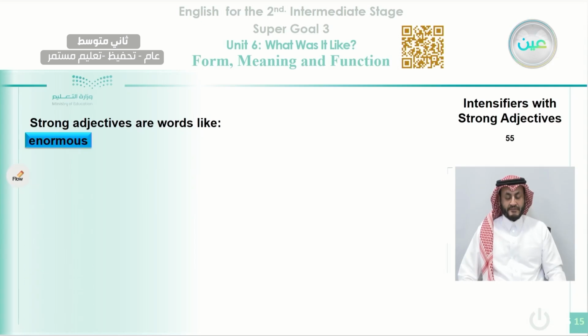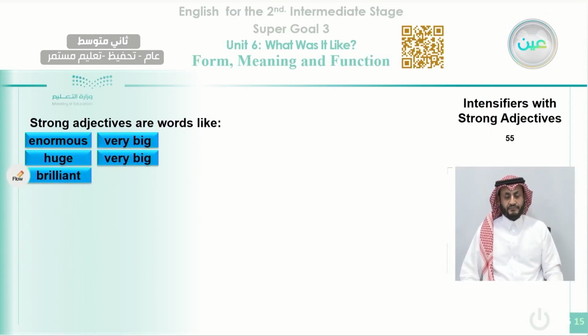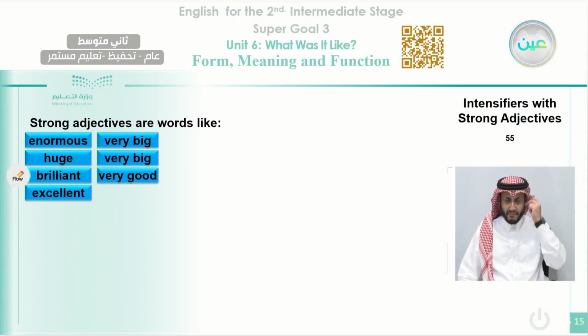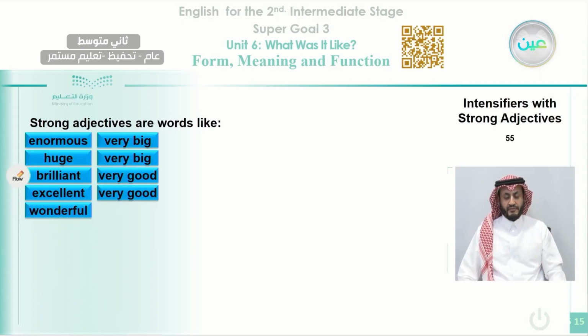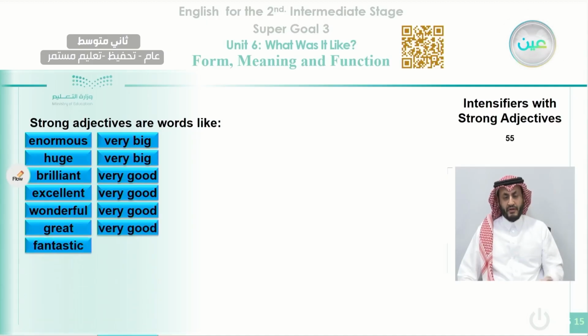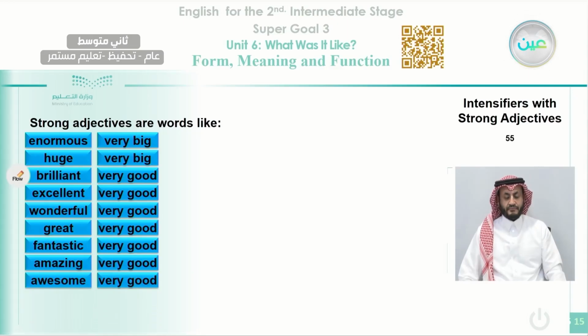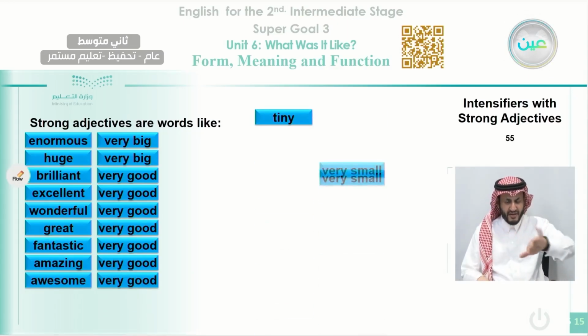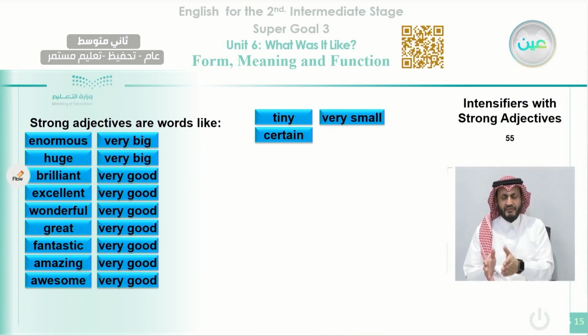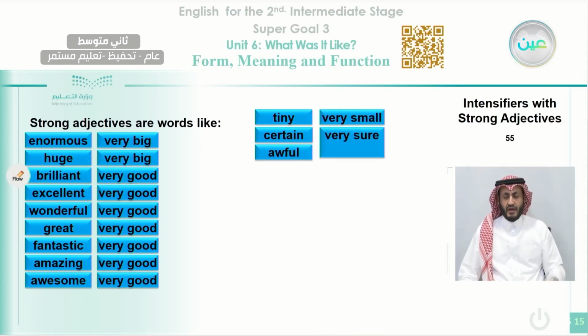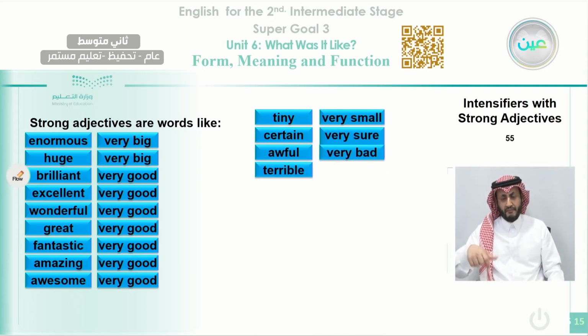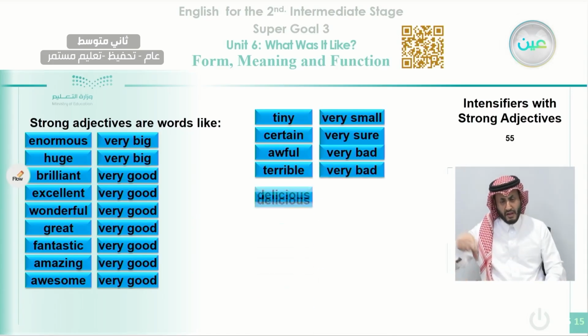Strong adjectives are like enormous, which means very big. As we said, huge means very big as well. Brilliant means very good. Excellent means very good as well. Wonderful means very good. Great means very good. Fantastic means very good also. Amazing means very good. Awesome means very good. Tiny means very small. Certain means very sure. Awful means very bad. Terrible means very bad as well.